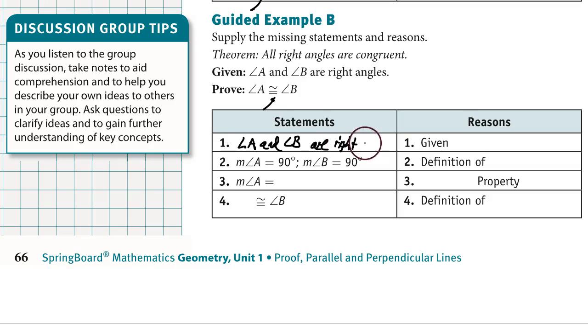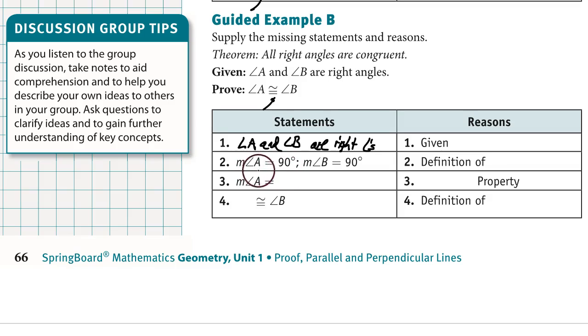The reason for writing that is what was given. Most proofs start that way. Because angle A and angle B are right angles, what could we then conclude? Is there anything that's almost natural to conclude when you're told that they're right angles? There is. We can say that their measures equal 90.